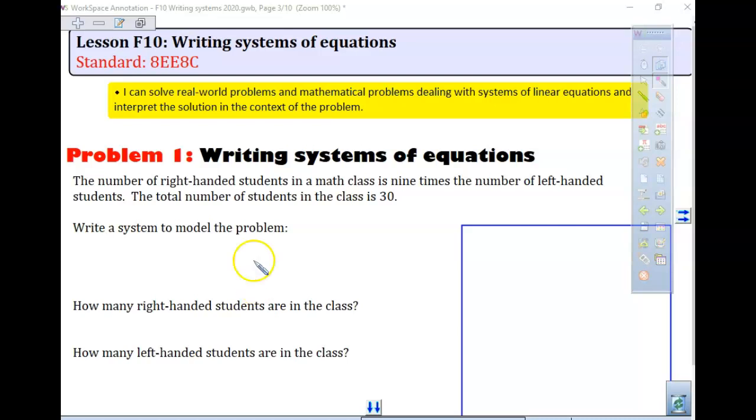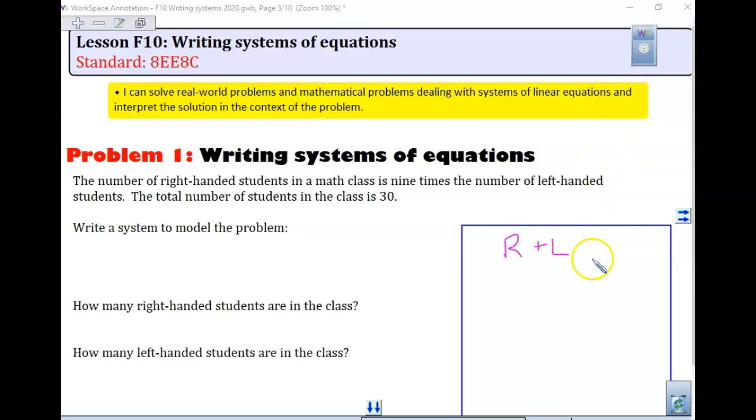So let's go with our total number of people in class. And it makes sense to me in this one to go R for right and L for left. And how many total people were in our class? 30. And what did I know about the right-handed people? R was equal to 9 times the left.